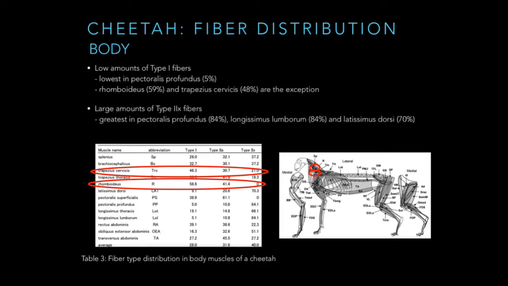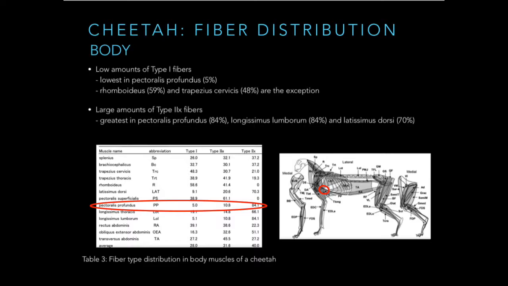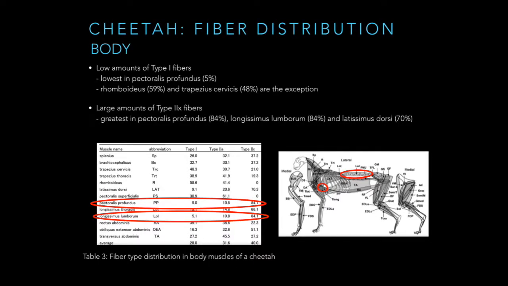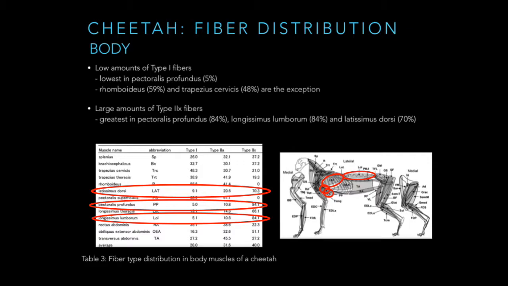The rhomboideus and trapezius cervicus, which function in the stability of the shoulder, contradict this, observing more than 50% slow twitch fibers. Populations in the pectoralis profundus, longissimus lumborum, and latissimus dorsi exceed 70% type 2X, similar to those located in the hind limbs.